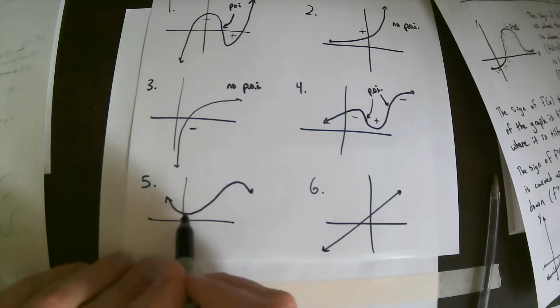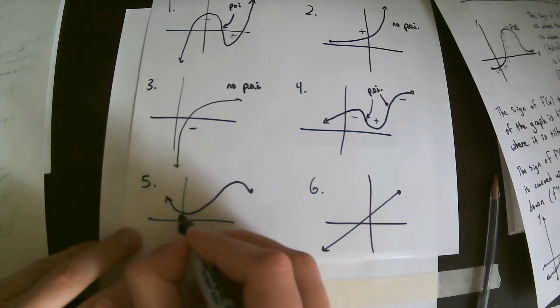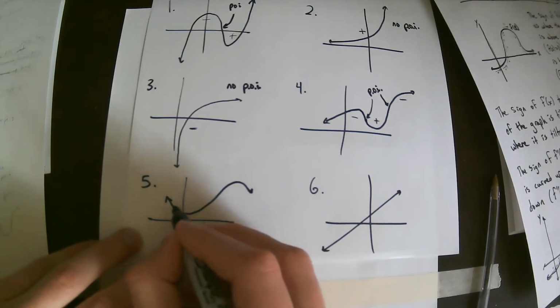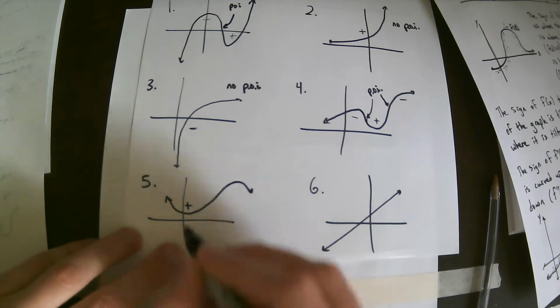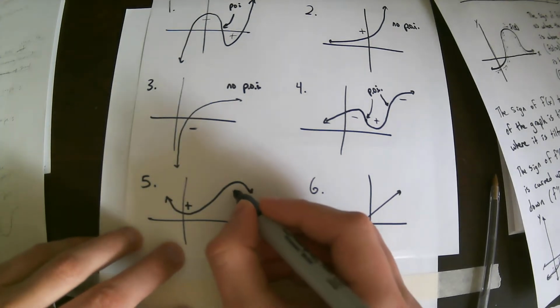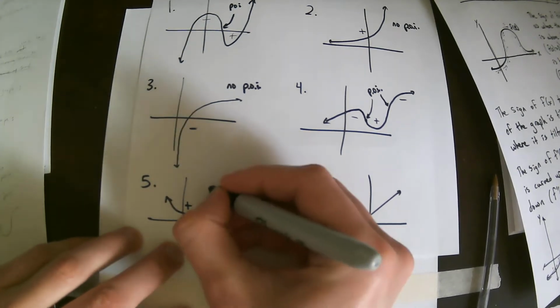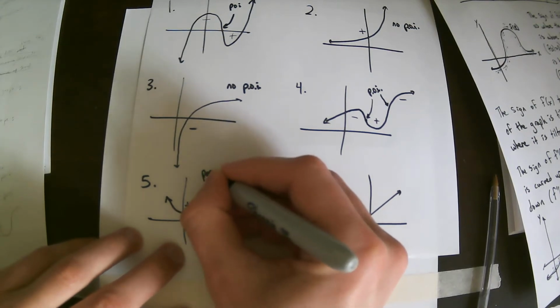Okay, so with this one, well, we've got curving up here, so this is positive concavity, and then it turns around, starts curving down, so that's negative concavity, meaning somewhere in the middle there's a point of inflection.